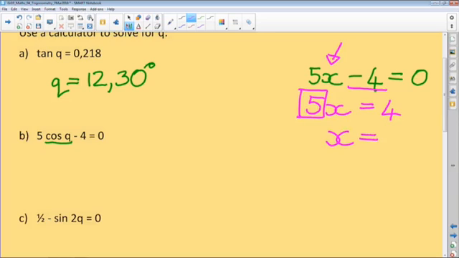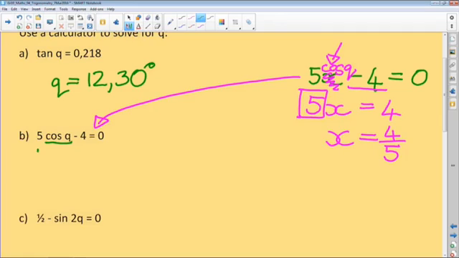Which means that the 5 is multiplying on that side, so it's going to divide on this side. The same thing is happening over here, except instead of it being x, it's now cos of q. So let's solve this, and we'll go back to green. Now we need to get cos q alone, which means we need to move the 4. The 4 goes to the other side. It was minusing on that side, so it pluses. And now we need to get rid of the 5. The 5 is multiplying cos q, which means it's going to divide on the other side.